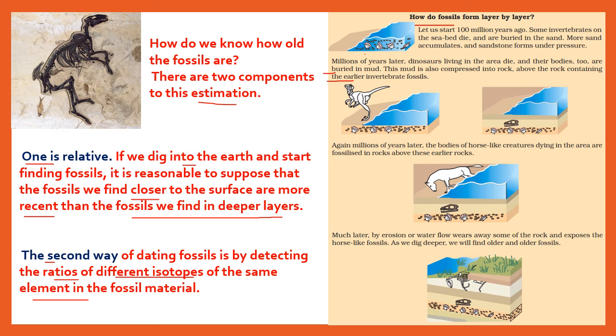And see, the layers are forming day by day, year by year, and then decade by decade. Millions of years later, the bodies of horse-like creatures dying in the area are fossilized in rocks above these earlier rocks. One more layer is there. Much later, erosion by water flows wears away some of the rocks and exposes the horse-like fossils. As we dig deeper, we will find older and older fossils. So this is the process of forming fossils and then how fossils are exposed.